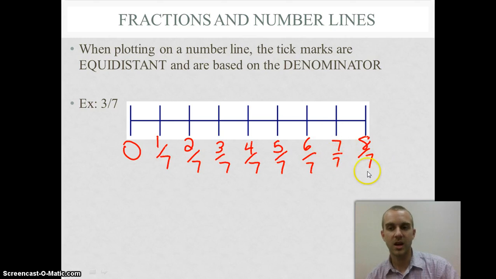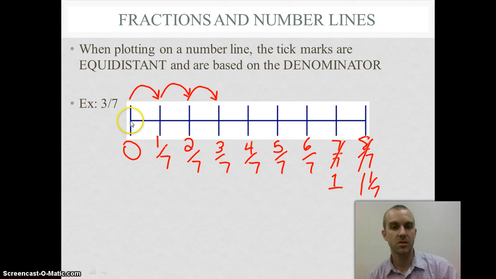Now when I get to my improper fractions, a lot of times we may go in and change those. So 7/7 represents 1 whole. 8/7 represents 1 and 1/7. Now I want to plot 3/7 on there. I'm starting at the number 0. 1/7, 2/7, 3/7, and that's where I plot it.